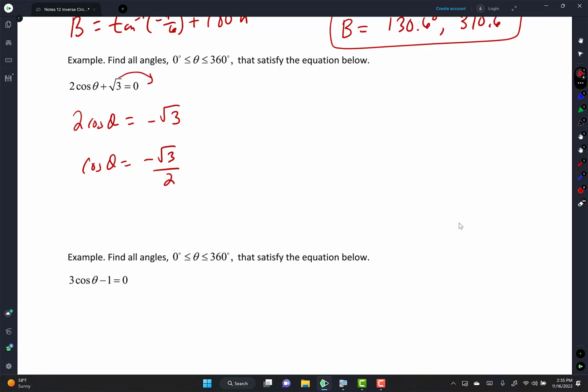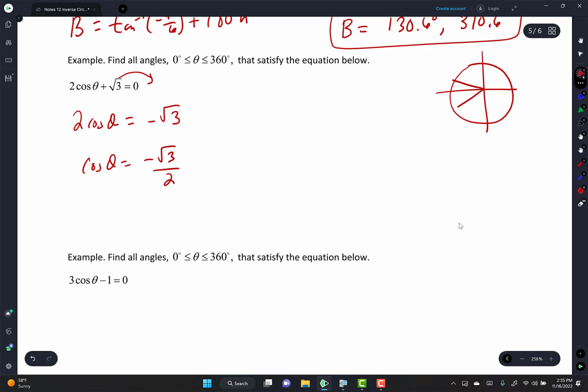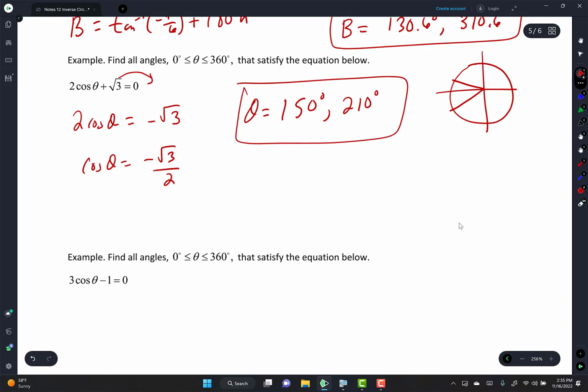Hopefully you're applauding at the moment because this is a perfect coordinate. So on the unit circle, where is cosine negative square root of 3 over 2? It's going to happen at that one and that one. Do you guys remember what that degree is? 150 degrees. Good job. And then the other one is 210. And done. That's it. You don't even have to do this one because it's so easy.